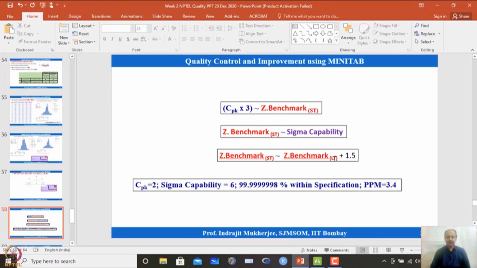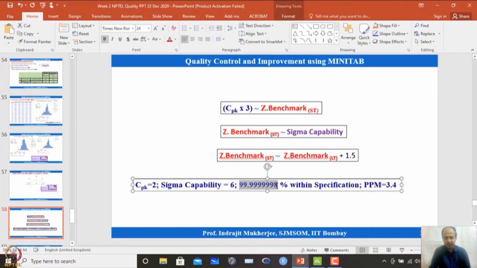Okay. So, CPK multiplied by 3 gives you Z benchmark, that is the approximation we can do, and CPK 2 is the standard when we are talking about a sigma capability of 6. What you can expect if it is a 6 sigma process, that this is the accuracy level, that means fallout is 1 minus that, this much percentage will be fallout, and in parts per million it is around 3.4 parts per million outside specification. So, 3.4 defective parts will come out of the process, that is very much less. Okay. At ppm level it is 3.4. So, that is the standard.